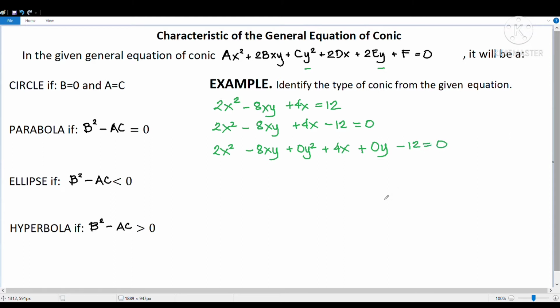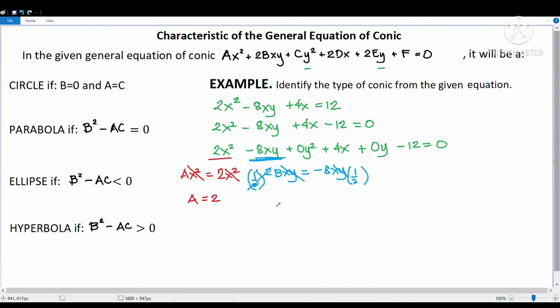And then we can now check the values of a, b, and c. For the value of a, we have to equate ax squared equal to our 2x squared. So we have to eliminate or cancel out our x squared. The value of a is equal to 2. Next, for the value of b, we have 2bxy equal to our xy term, which is negative 8xy. We have to cancel out xy, eliminate it, and then we have to multiply both sides by 1/2 using the commutative property of equality by multiplication. So this is cancelled out.